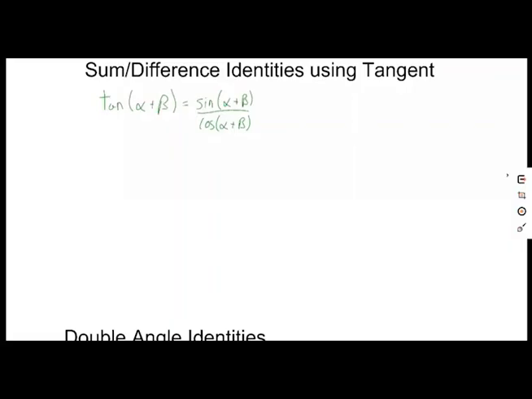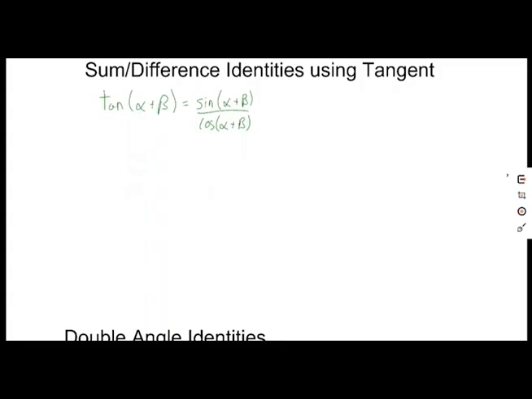So now we're going to look at the sum and difference identities using tangent. Now I'm actually just going to do the sum identity. We can use the same trick that we had just talked about to look at the difference identity by looking at what we know about how tan of alpha is related to tan of negative alpha.